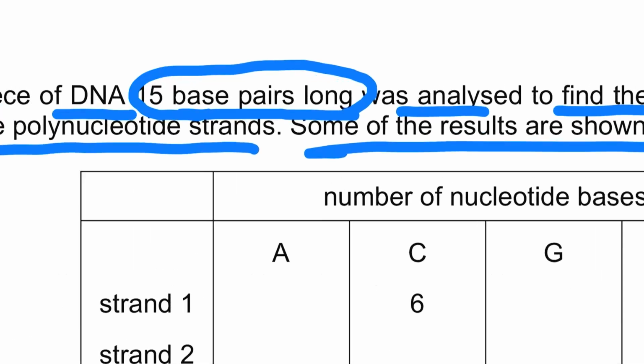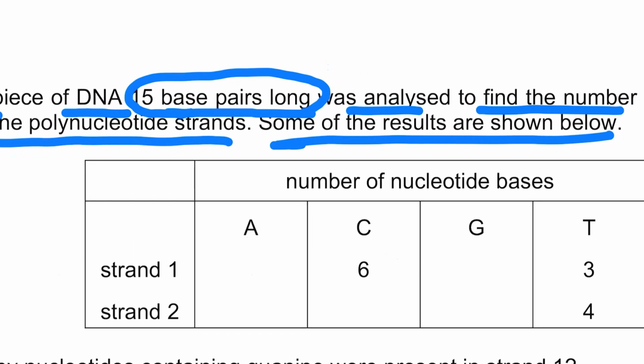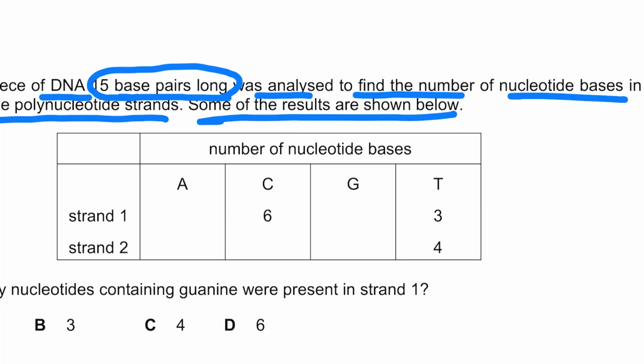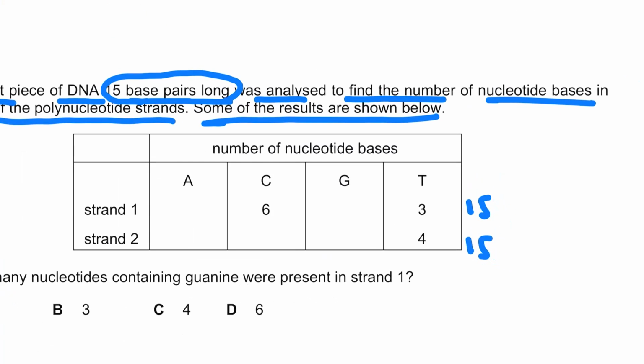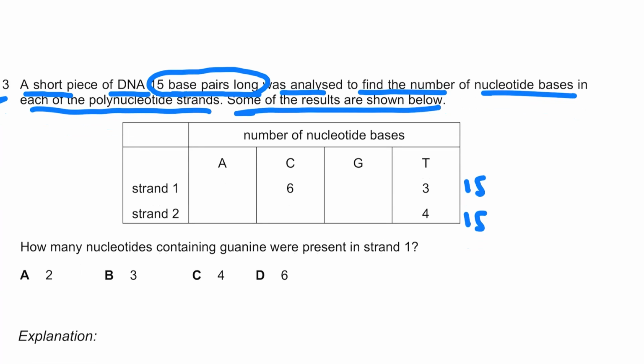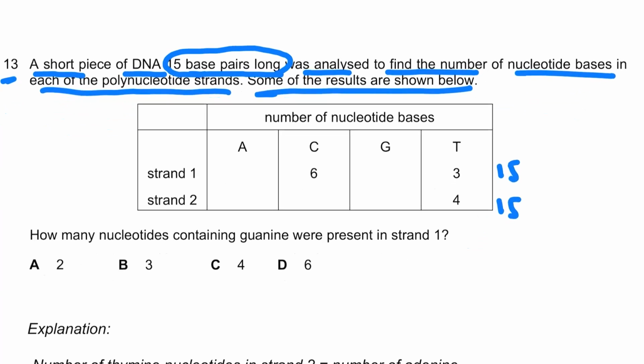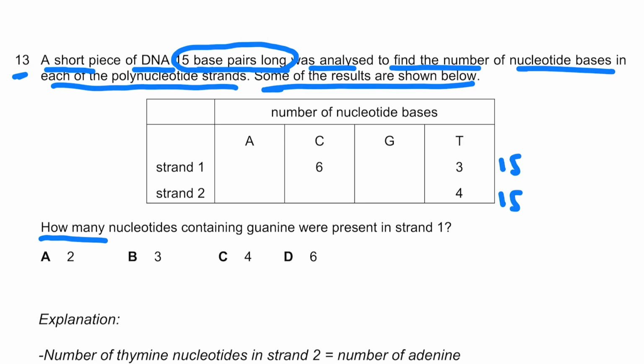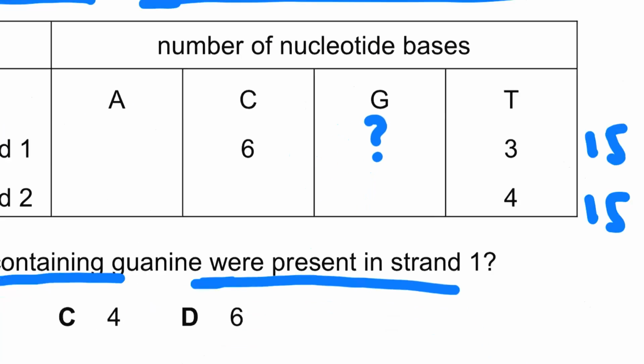15 base pairs mean that there are a total of 15 pairs. It means that each strand contains how many nucleotides? Each strand contains 15 nucleotides. So strand 1 has 15 nucleotides and strand 2 has 15 nucleotides, because the DNA is 15 base pairs long. And what do we have to find? How many nucleotides containing guanine were present in strand 1?